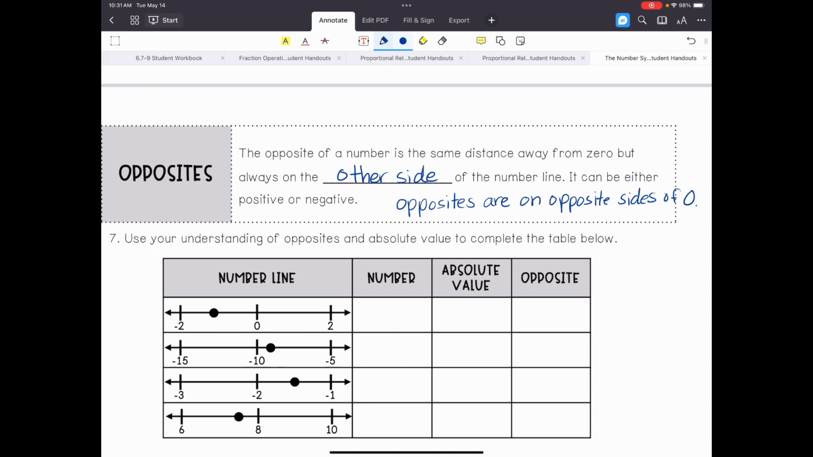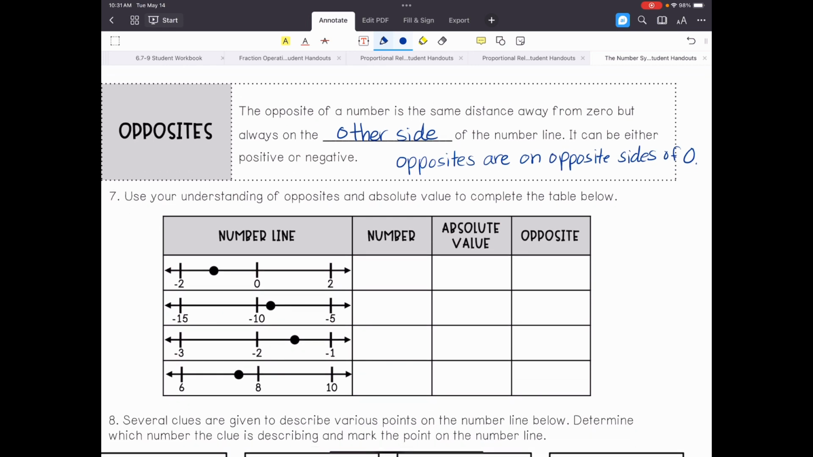So use your understanding of opposites and absolute value to complete the table below. So we're going to complete this. Identify the number, its absolute value, and its opposite. So in this number, we're about halfway between 0 and -2, so that puts us at -1. The distance from 0, though, is only 1 unit because distance is always positive. The opposite is also considered 1. And then let's go ahead and plot its opposite. So here's the opposite. So put a star on that opposite. And put a little star over the word opposite so we know that we're starring those opposites.